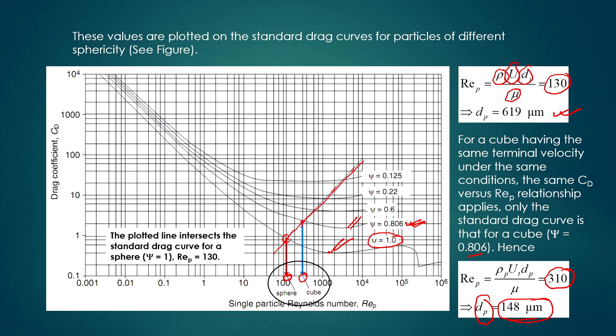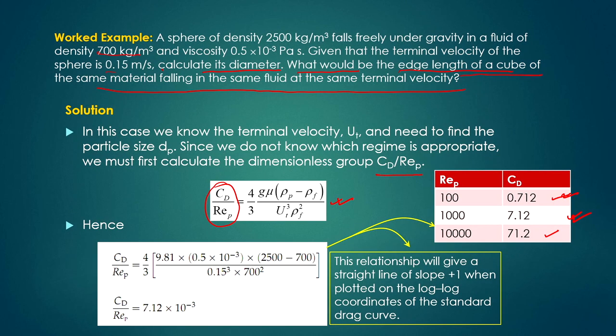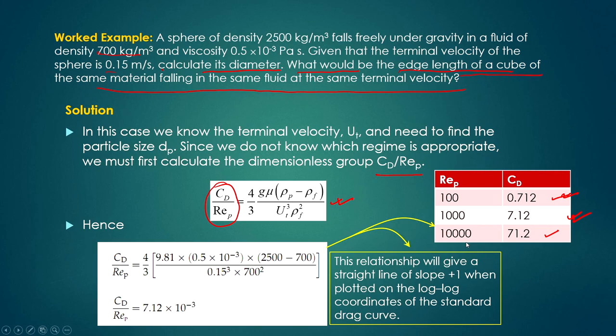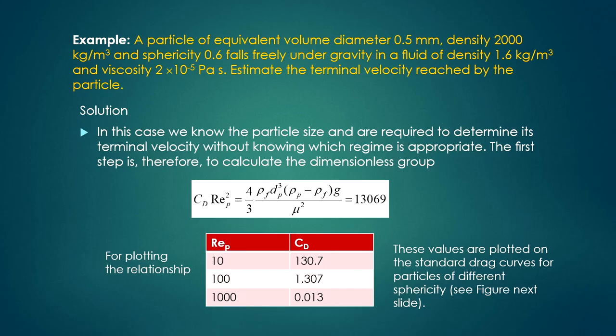So, in this way you can solve it whenever the terminal velocity is known to you, to find out the particle diameter. This is the method. Whereas, if you know the particle diameter and want to find the terminal velocity, then you have to consider this equation, and from this equation you find the intersection point. From this intersection point you find the respective REP value, and from that REP value the terminal velocity. I think you understood this problem. Okay. Next, another problem.